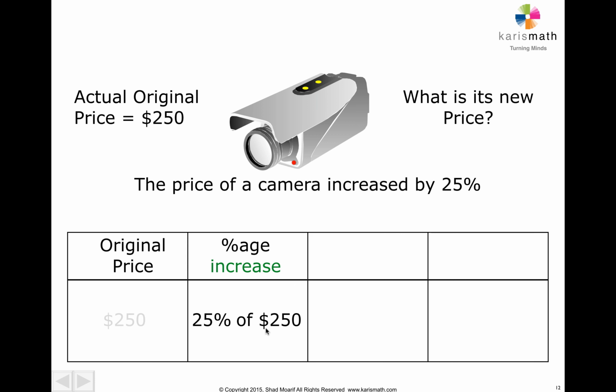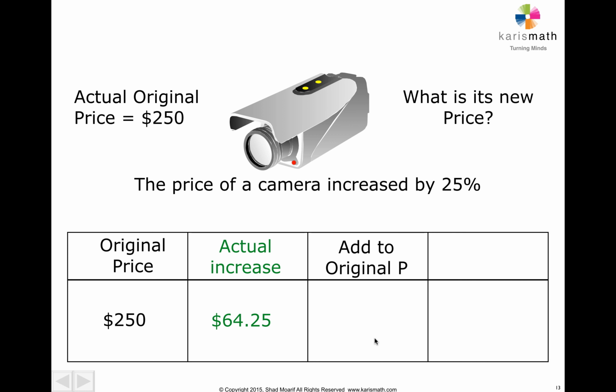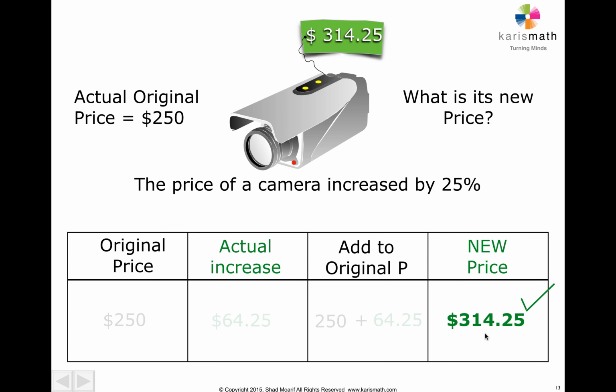So we take 25% of $250, which is, well, 0.25 times 250, and that comes to $64.25. That's the amount by which it increases from its original price. So if we take the original price over there, add it to the increase, the actual increase, and when we do that, we get a total of $314.25. That's the new price. That's how you calculate percentage increase and find the new price. We could do the same thing for a decrease.